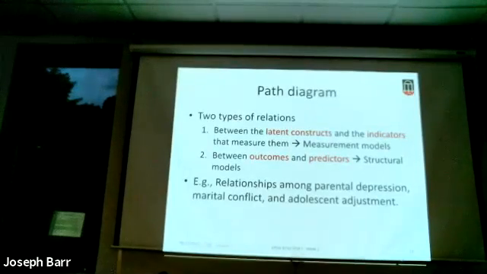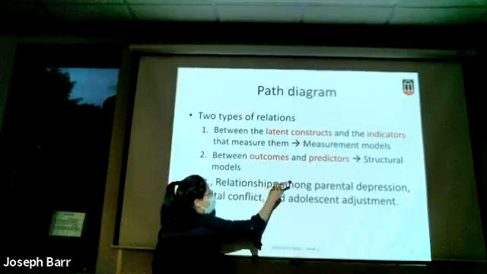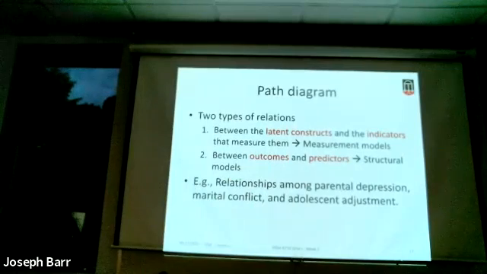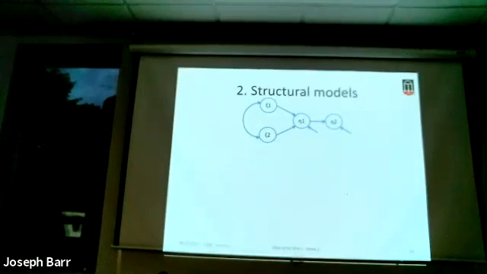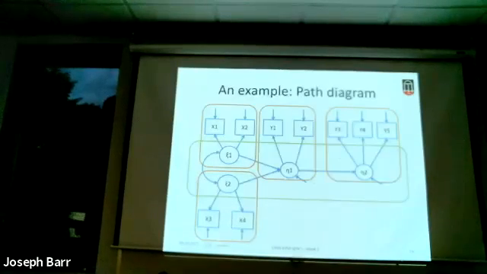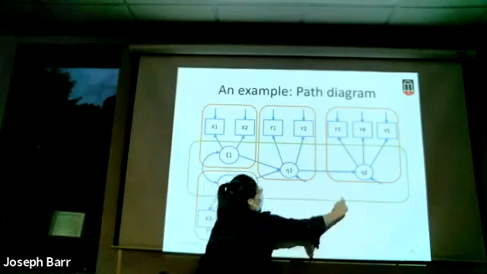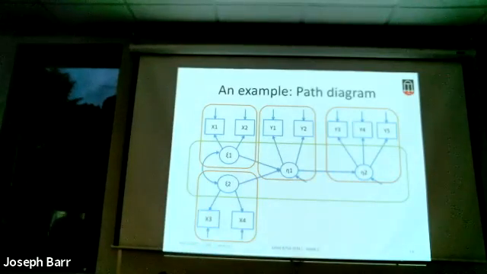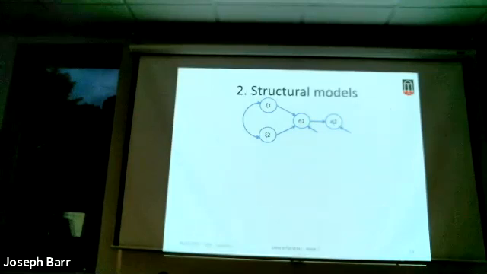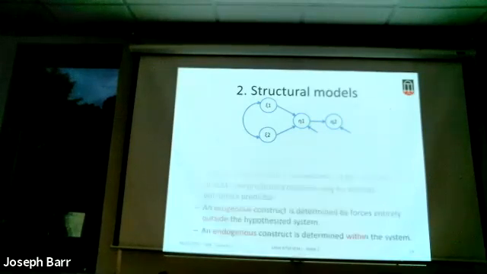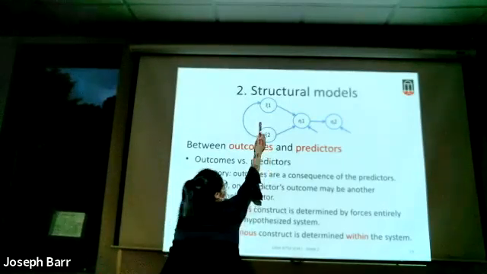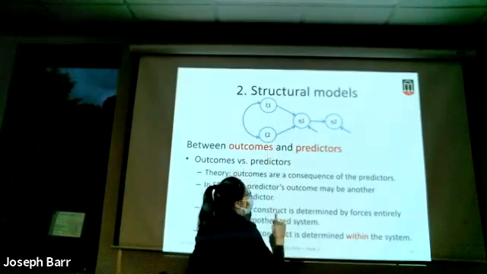And there's another type of relationship, called a structural model. It's between outcomes and predictors. What does that mean? Let's look at this part inside the green circles. This is called a structural model. In a structural model, we look at the relationship between outcomes and predictors. We have some predictors, we have some outcomes.